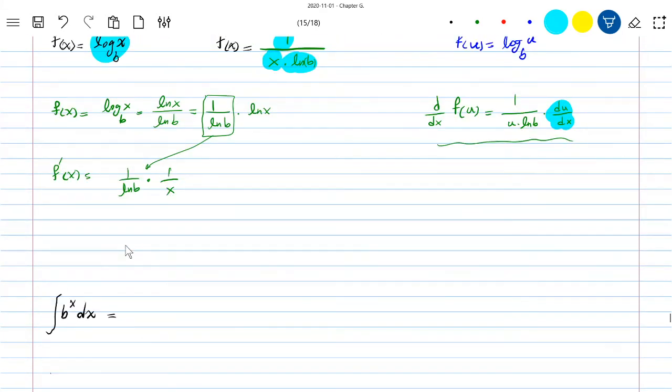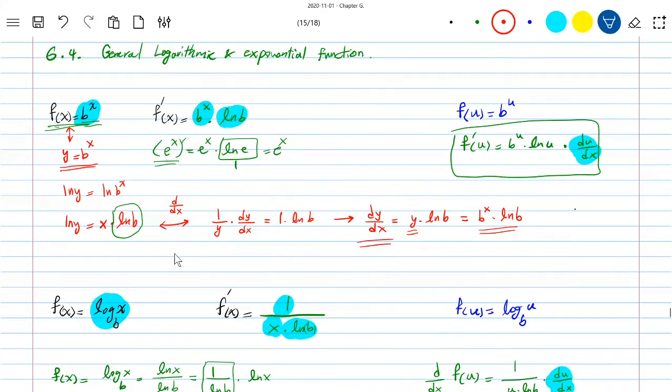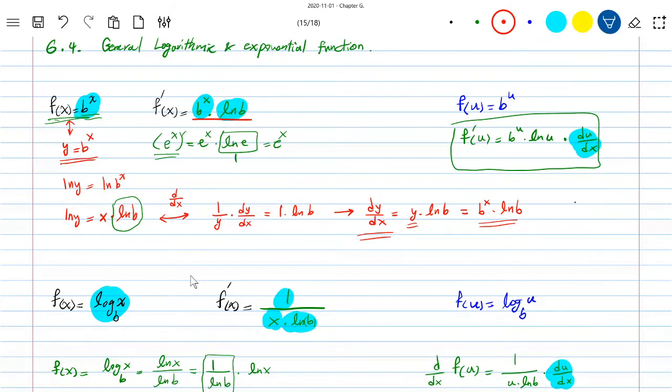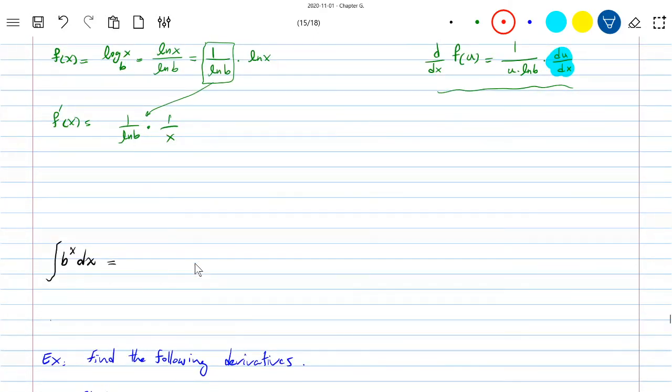So let's do a couple of examples. Maybe I should mention this here: the integral of b to the x dx. Now we can answer this. If it was, let's go back up, if it was b to the x ln b, the integral would have been b to the x. But without the ln b, what would be the integral? It would be 1 over ln b times b to the x plus some constant.